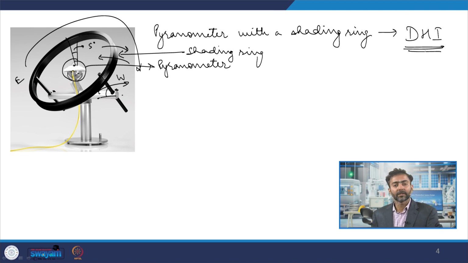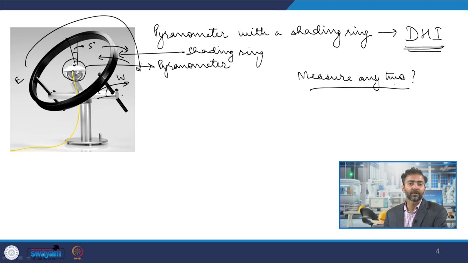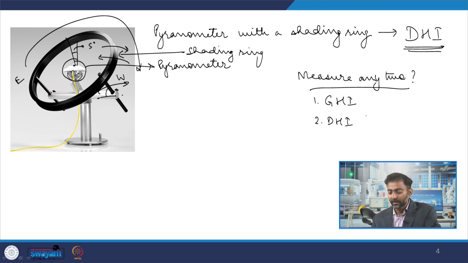So those are the three instruments which are used for measuring the three components of radiation. And as we discussed earlier, out of these three we only need to measure any two. So which one should we measure? What is your preference? What would you say if I were to give you a choice? Having looked at the descriptions of these equipments, I think the obvious first choice would be GHI, the simplest one. You just place an unshaded pyranometer in the open, and it measures the GHI. And probably the second choice would be DHI, because it is relatively simpler.